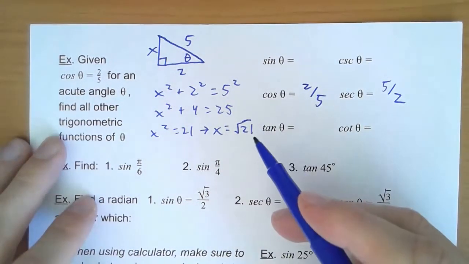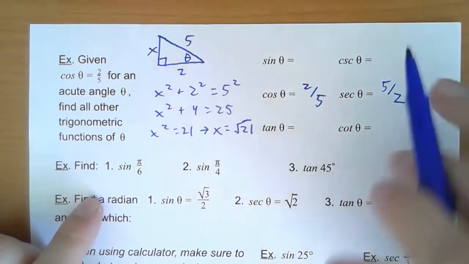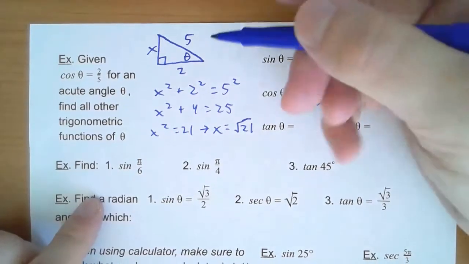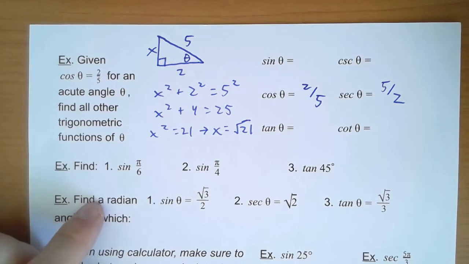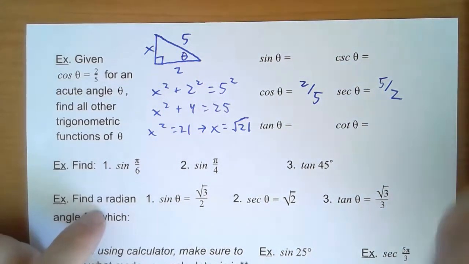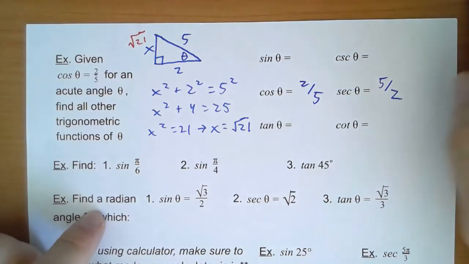Of course, normally we would do a plus or minus there when we square both sides. But right now we're just working with right triangles, and so a side of a triangle has to always be positive. And so we'll say that this side right here is positive root 21.